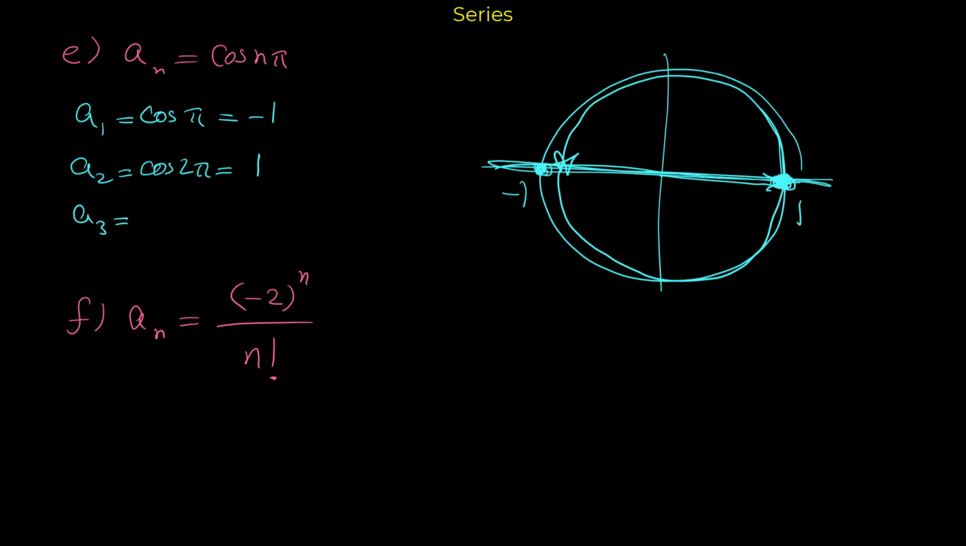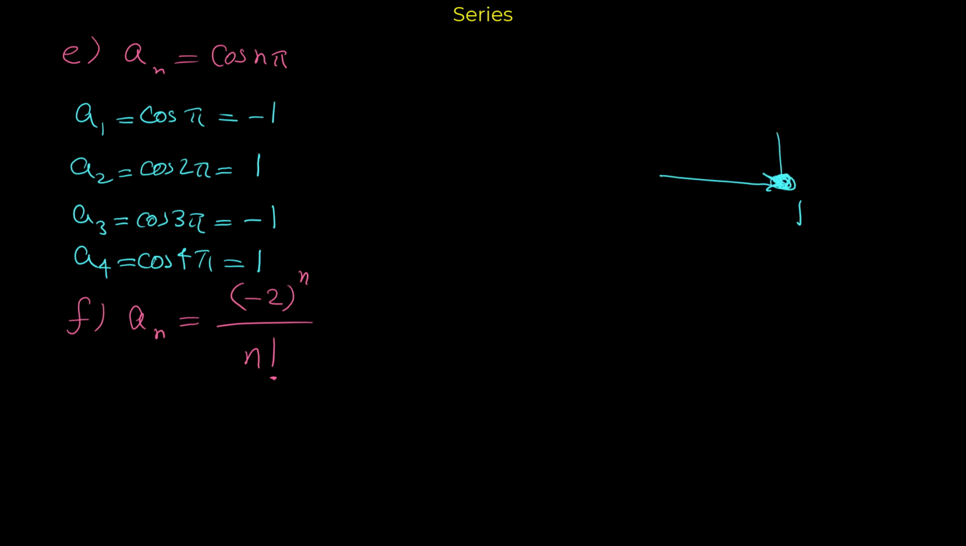The third term is cosine of 3 pi. And again, we are at this point, so negative 1. A4, cosine of 4 pi, is 1. Let me erase this circle. Can you guess what the fifth term is? The fifth term, cosine of 5 pi, is again negative 1. So negative 1, 1, negative 1, 1, negative 1, 1. So first of all, it seems it is divergent.